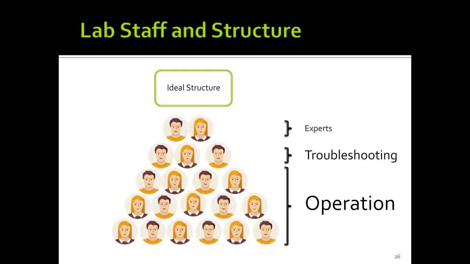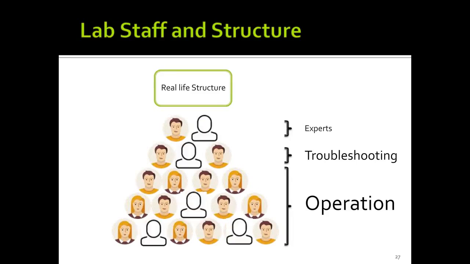mass spec lab? This is what I call the ideal structure. We have a couple of people, we call them experts here, sitting on top, and they help you with development of your assay. And then we have another layer of people who can do troubleshooting. We know that we need people doing troubleshooting. And we have people covering the operations. This is the ideal. I think everybody would be very happy if we had this.